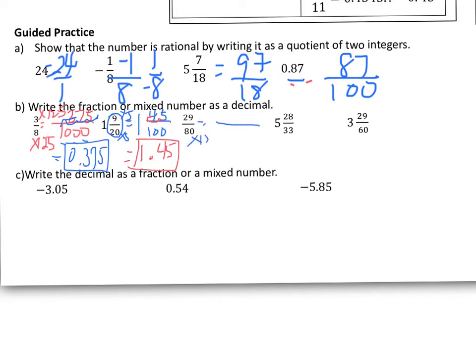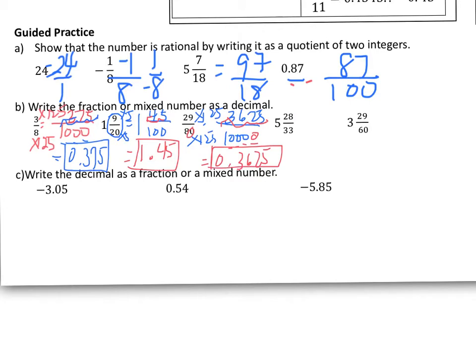And for 29 over 80, I can do the same. Times 125 to get 1,000. I'm not going to forget the 0 here. And 29 times 125, after doing some multiplying, you should get 3625. And then because we have 4 zeros in the denominator, we can shift the decimal 4 places to the left to get 0.3625.